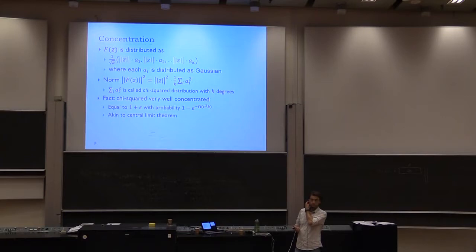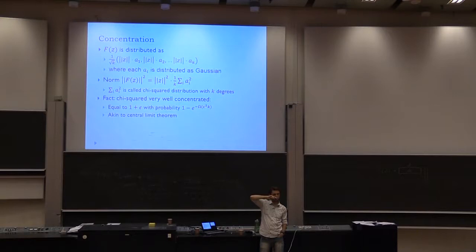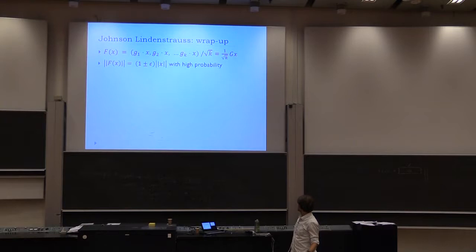Note that the good part, why this holds, is that this part does not depend on any of our x's or z's. It really depends just on k. So it is a random variable that depends just on k. This is what I wanted to say about the proof of Johnson-Lindenstrauss. It requires this fact that I didn't prove, but if you really want, we can prove it.